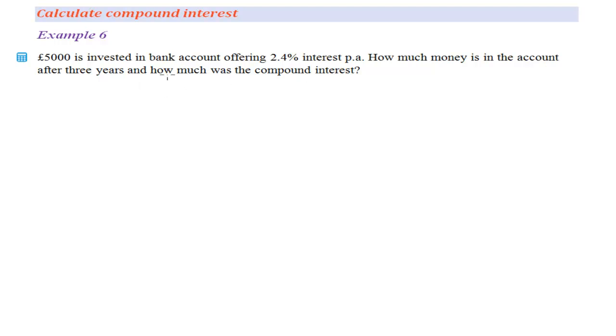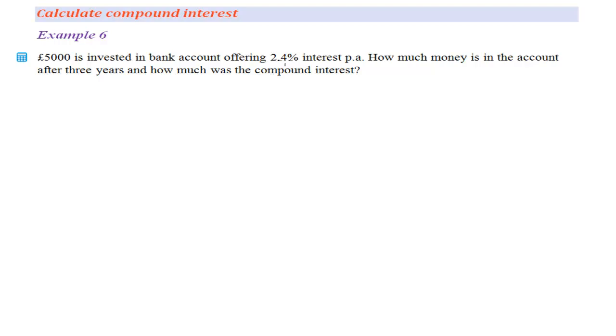So what happens here is that at the end of the first year, the 2.4% of £5,000 is calculated and added on to the £5,000, and that new amount is the starting amount in the bank account at the start of the second year. But by the end of the second year, 2.4% of that new amount, so including the interest from year one, is then calculated and added on as interest.